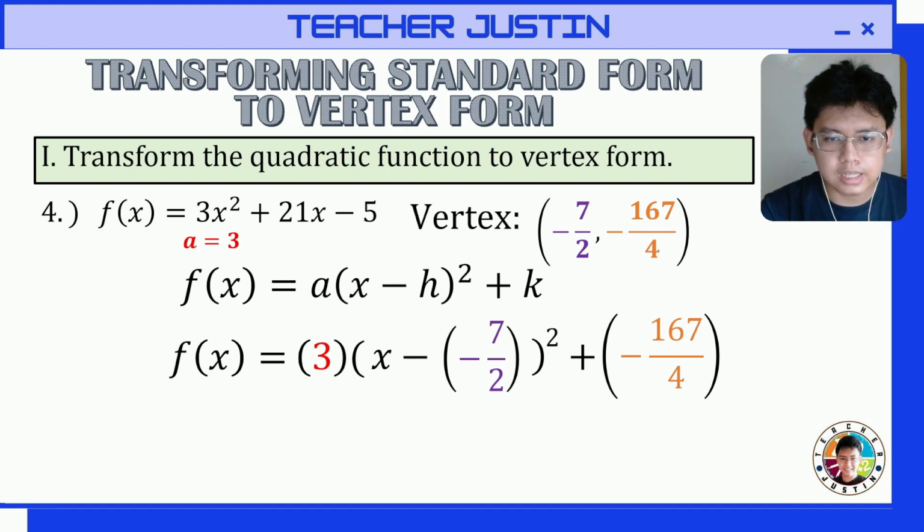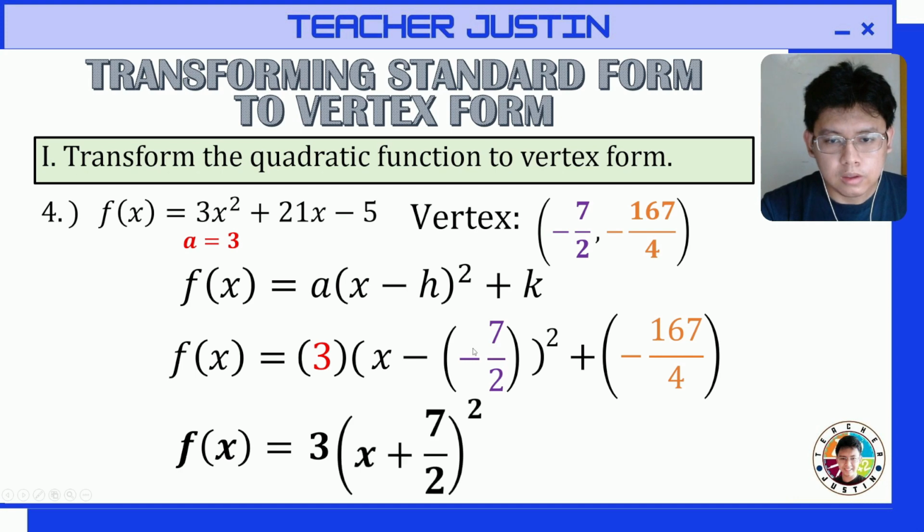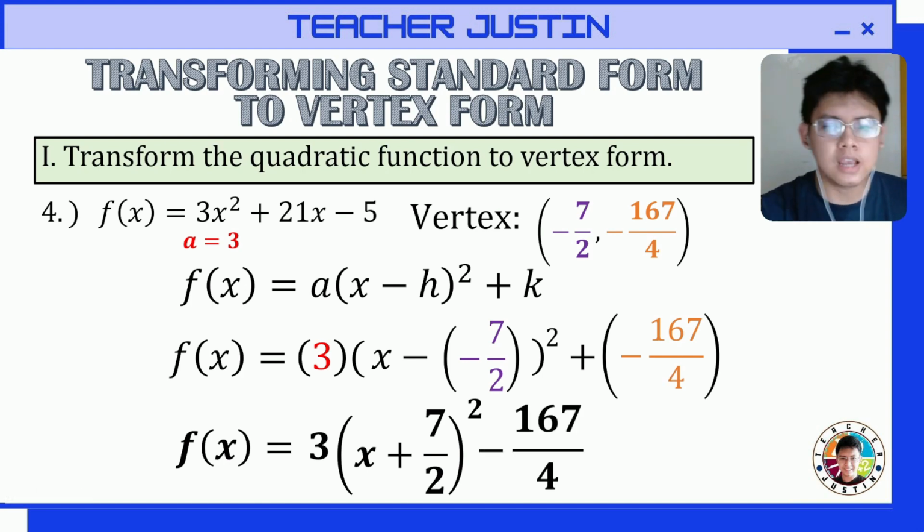Then, let's simplify the sign. So, we will have f of x is equal to 3 times, okay, so negative times negative will now be positive. So our squared quantity will be x plus 7 over 2. Then, positive times negative will be negative. So, minus 167 over 4. Now, our final answer will be f of x is equal to 3 times the squared quantity x plus 7 over 2 minus 167 over 4. And that's it. Ta-da! Alright.